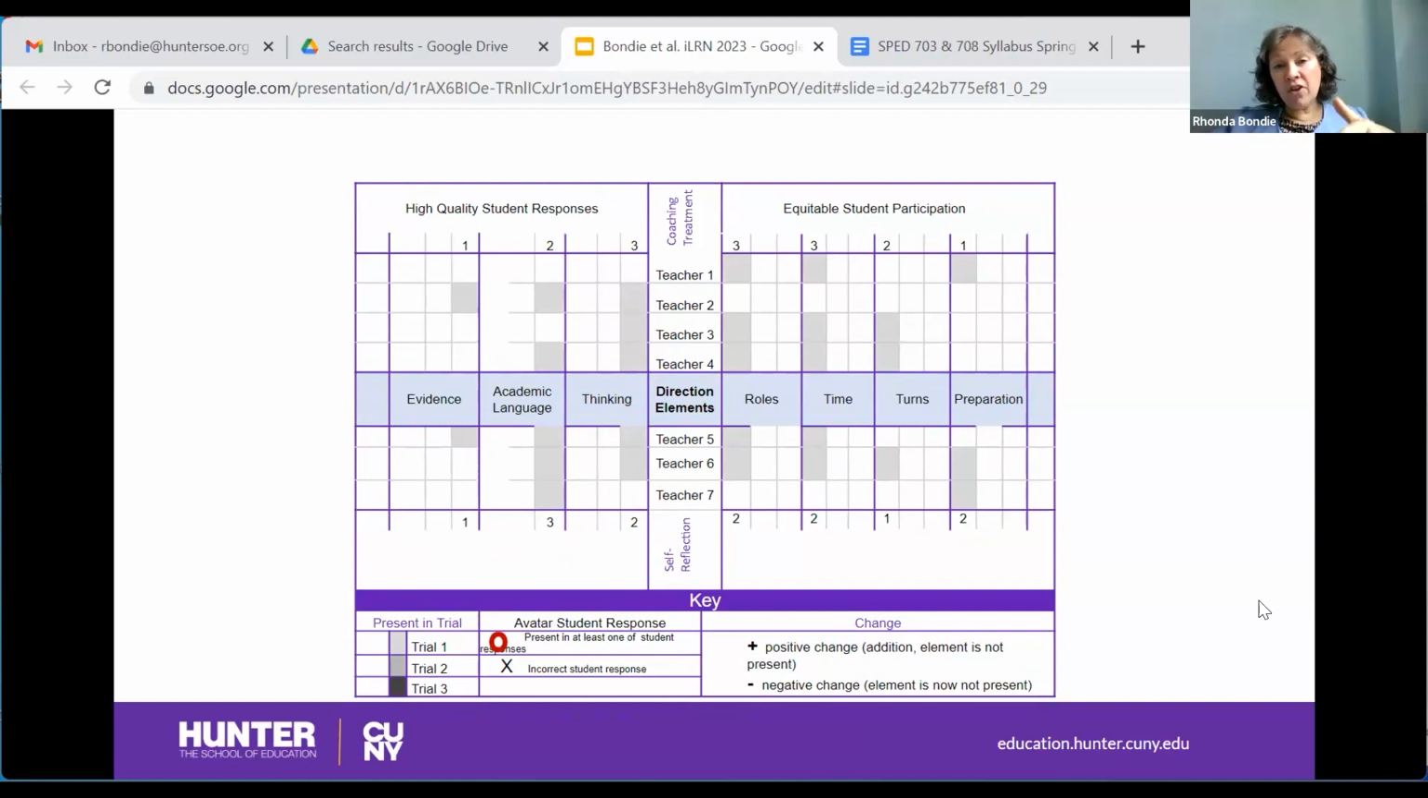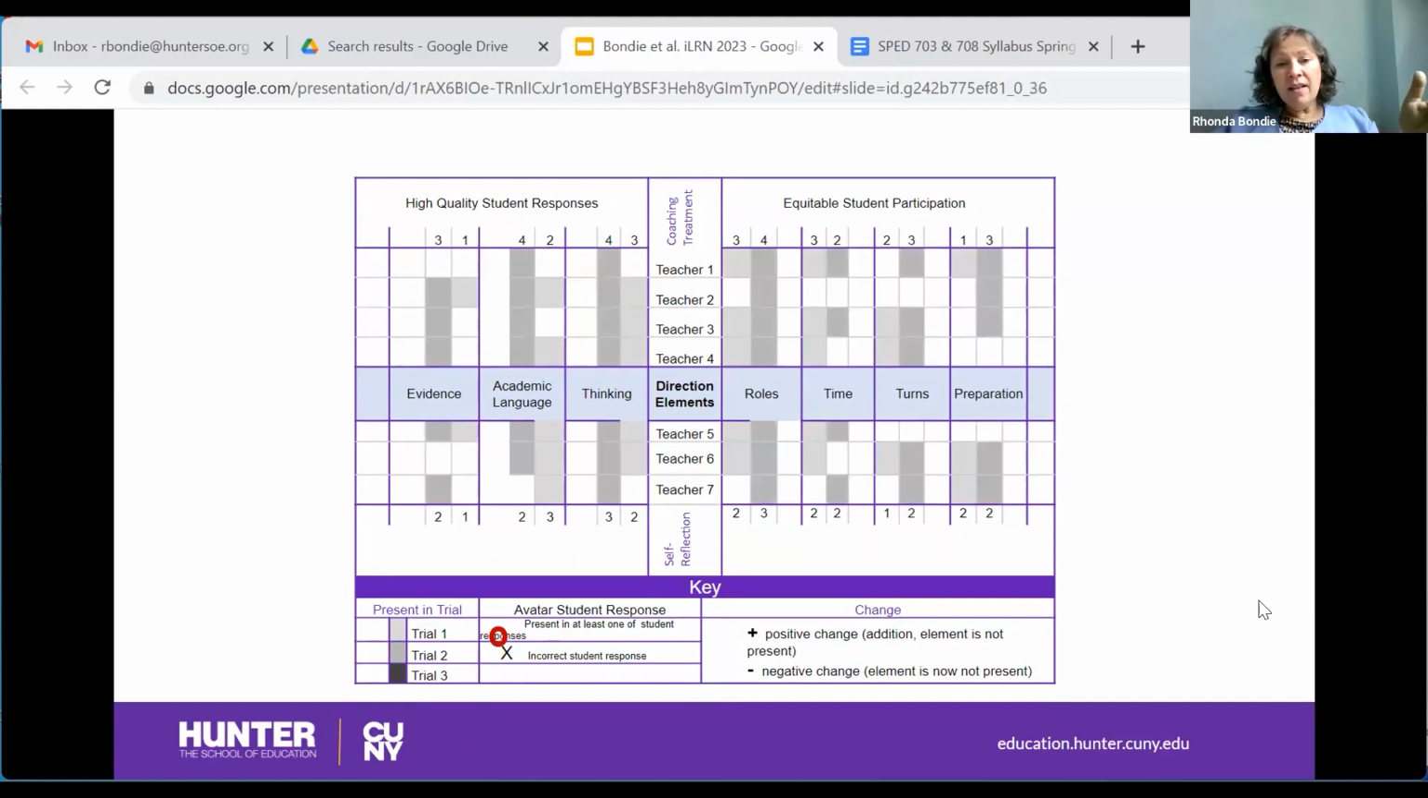So in the first trial, we see elements of quality and elements of equity that were present in each teacher's response. Then we see the second trial, and you can see teachers are increasing, for the most part, elements of quality and elements of equity, right? All of the teachers increase except down here in equity, where they had it in the beginning. And this teacher here, see how it's white? Now, teacher 5 never gave the students preparation time before speaking.